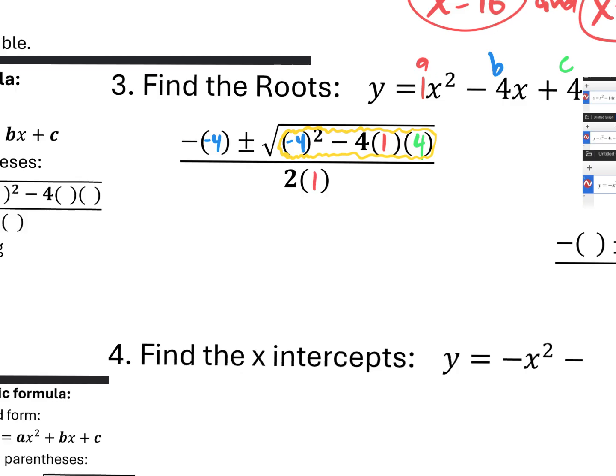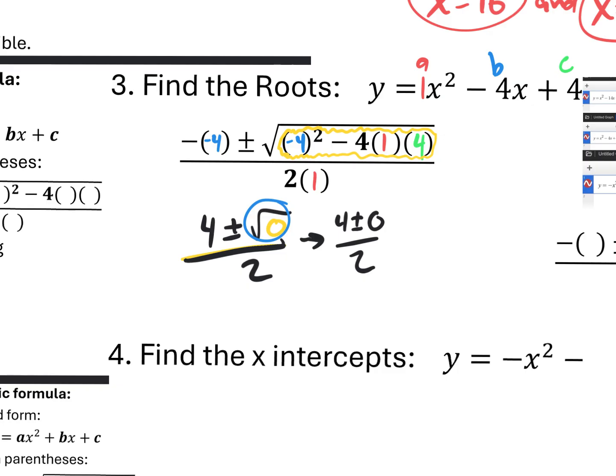So you're going to rewrite this. Instead of minus minus, you're going to have a positive 4 plus or minus the square root of, we said the discriminant was 0 because 16 take away 16 was 0. Or if you did it on a calculator, it would give you 0. And it is divided by 2 times 1, which is 2. Now, think about this, guys. The discriminant is 0. And what is the square root of 0? 0, right?